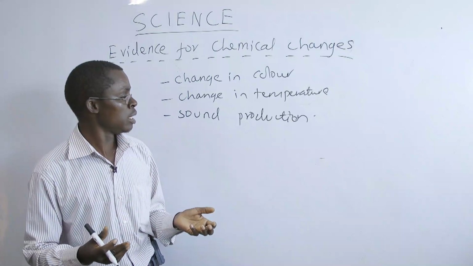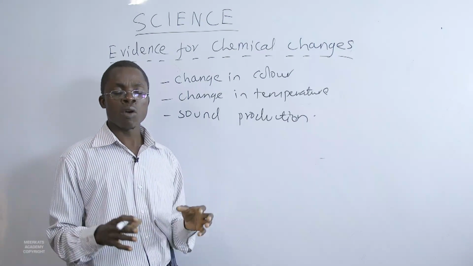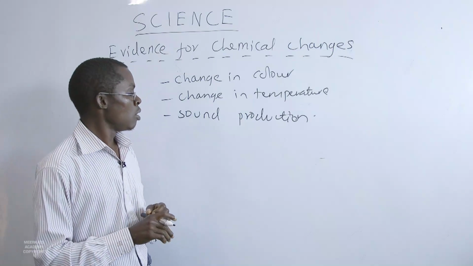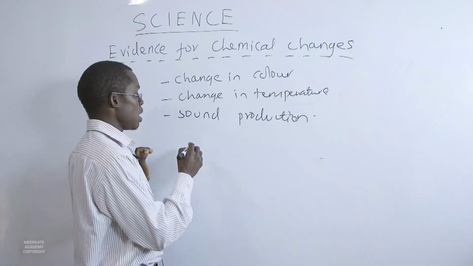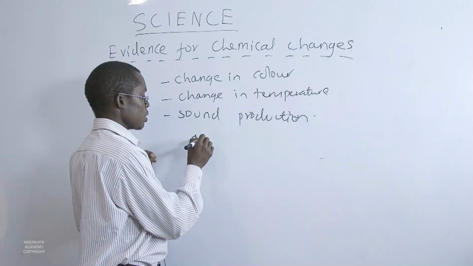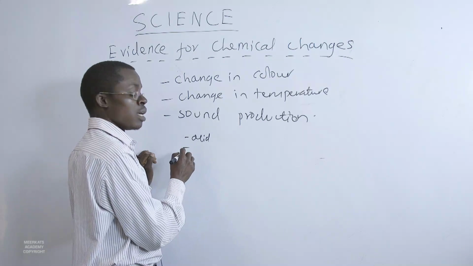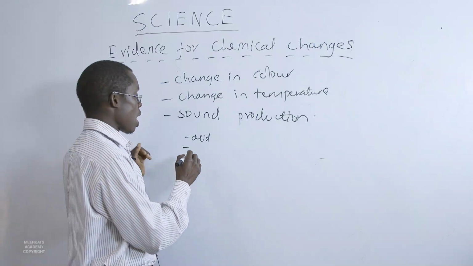Where else can you see a chemical reaction? Let's now go to our lab situation. You are in a science lab. You have been given a reagent like an acid. Then you have also been given a reagent like a carbonate.